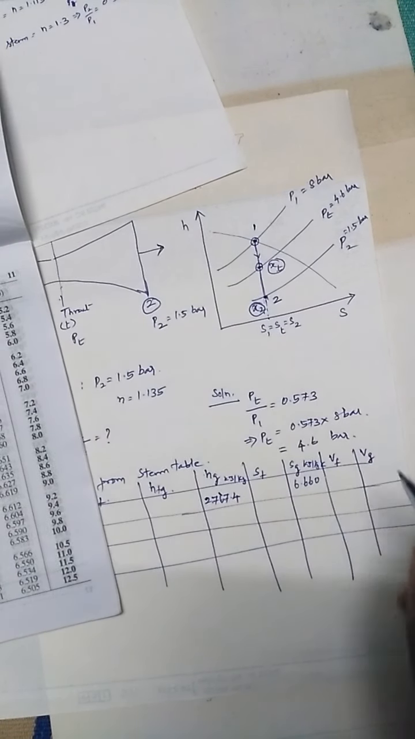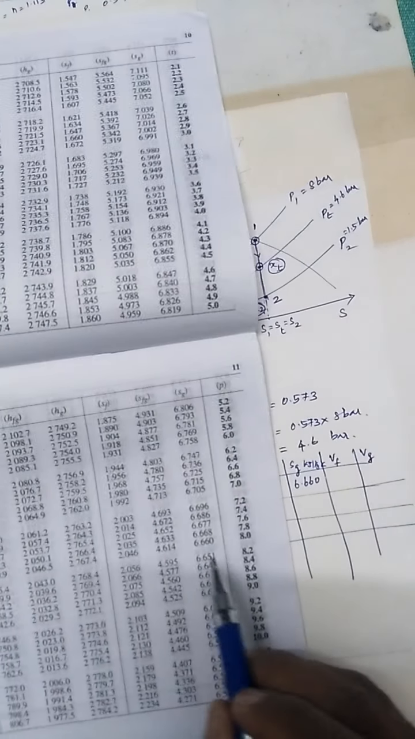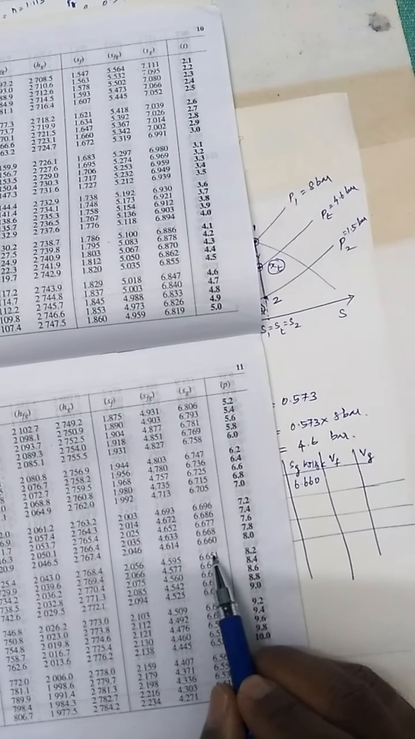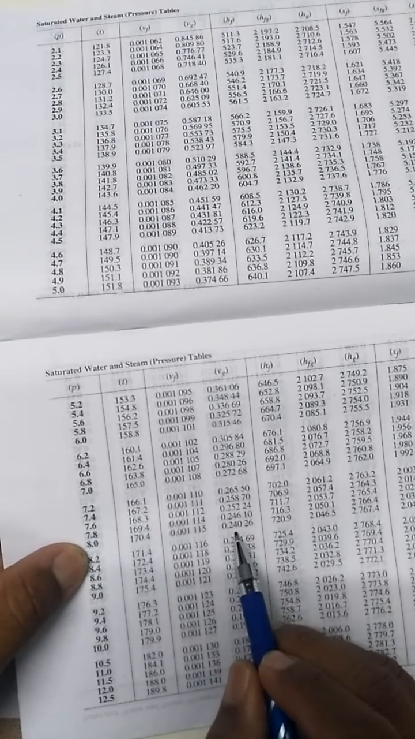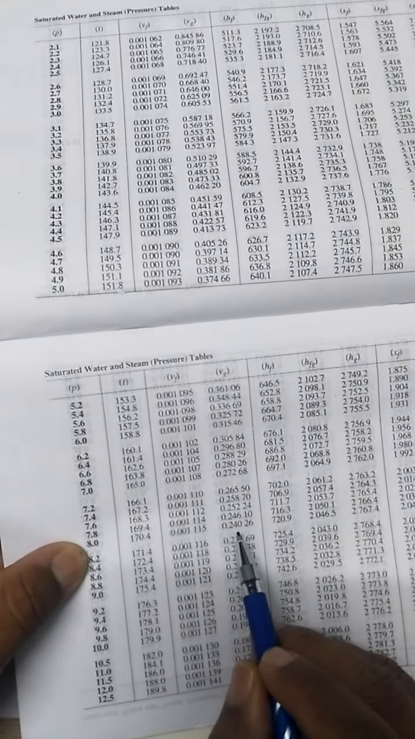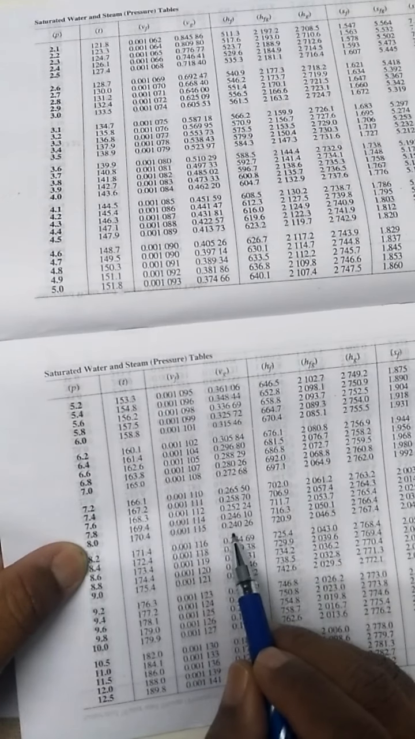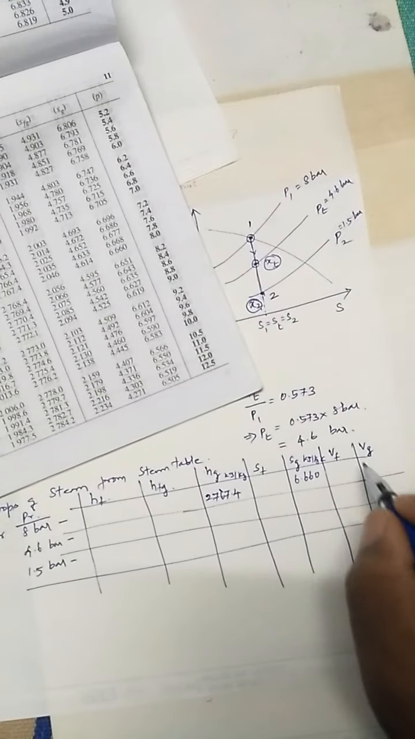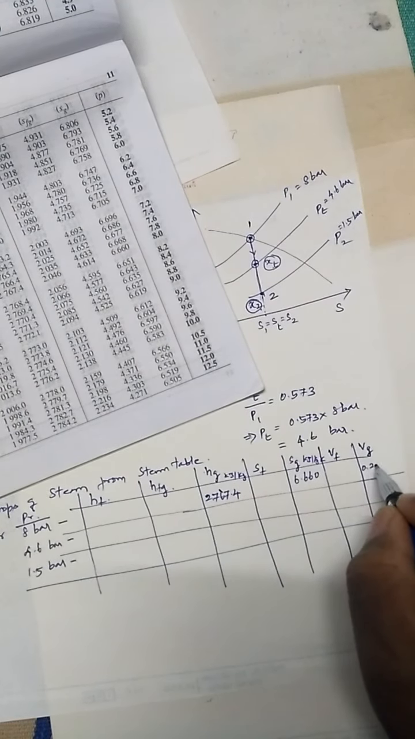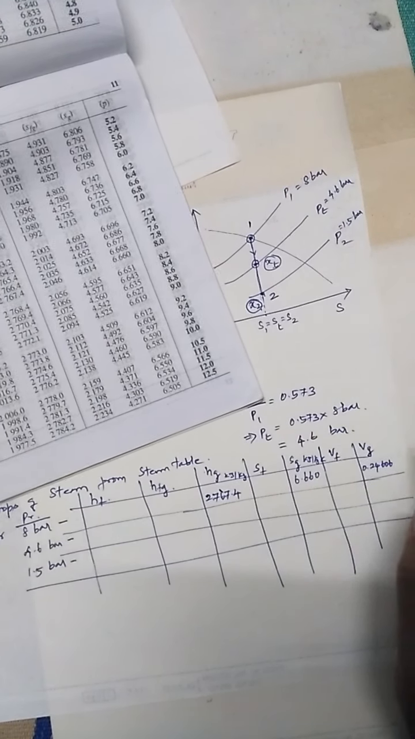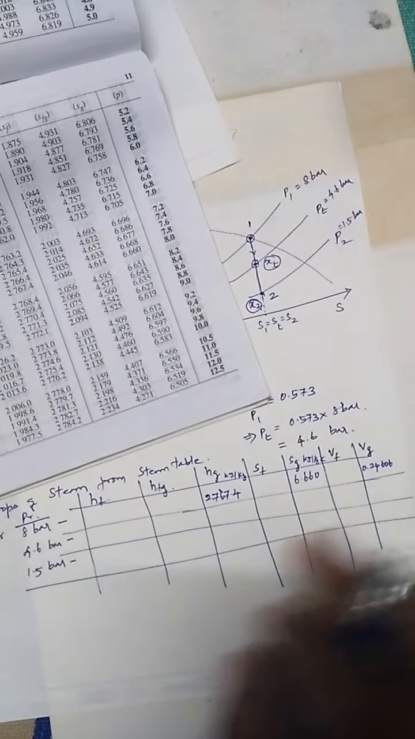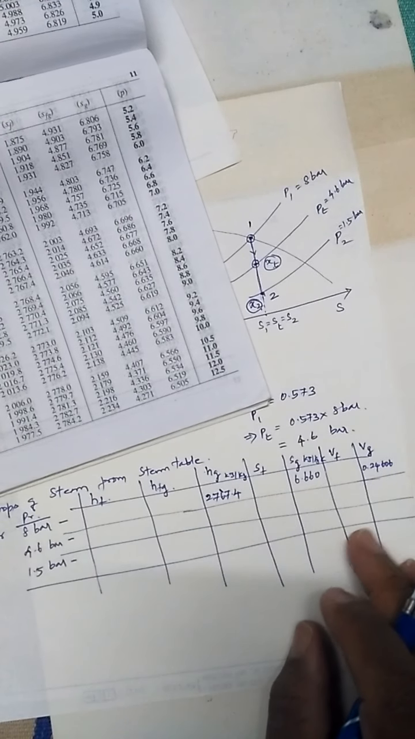Similarly the Vg point we also have to take. This Vg is the specific volume at point 1, which is 0.24606. Similarly you find all the values for these pressures.